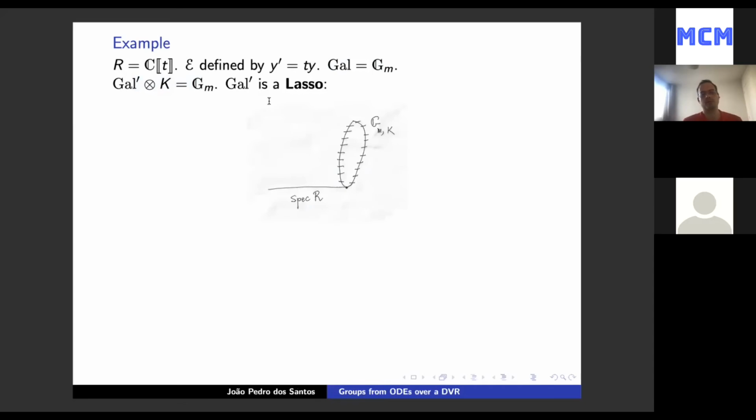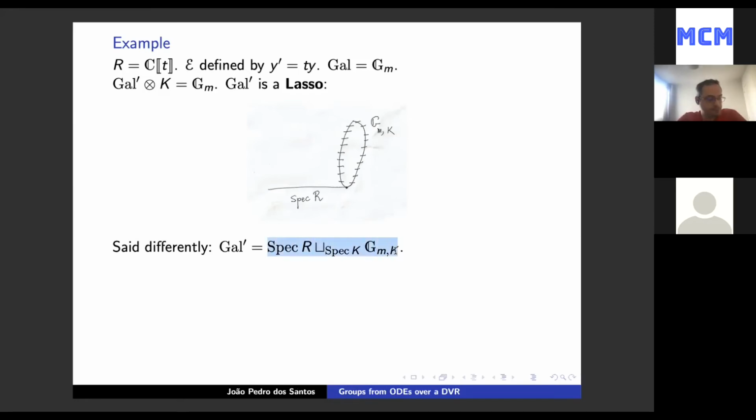Okay, so I call Gal prime a lasso, because it looks like a lasso you use to catch cattle, right? So what happens is that I get a group scheme which is a Spec R glued along G_m,K. Okay, so G_m,K is the G_m over the fraction field, which I glue with Spec R. So said differently, this is this join here.